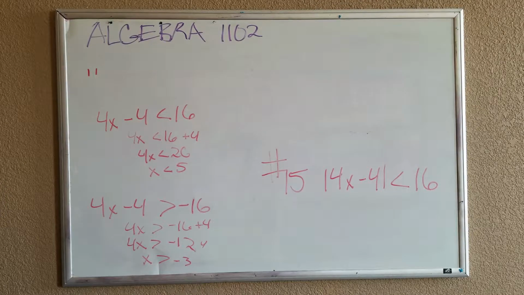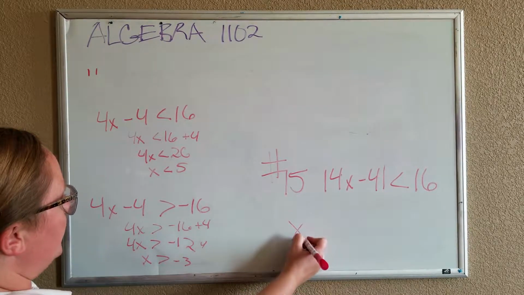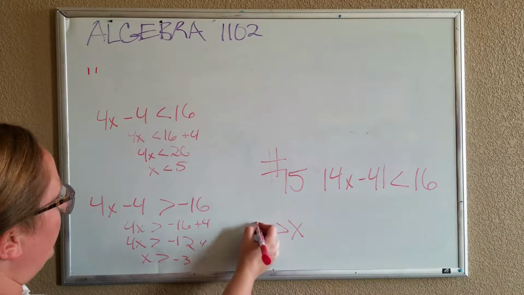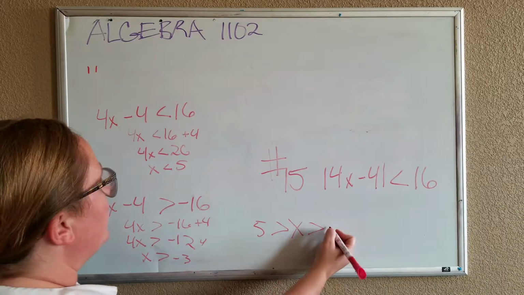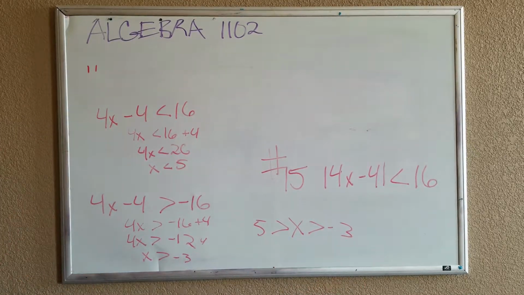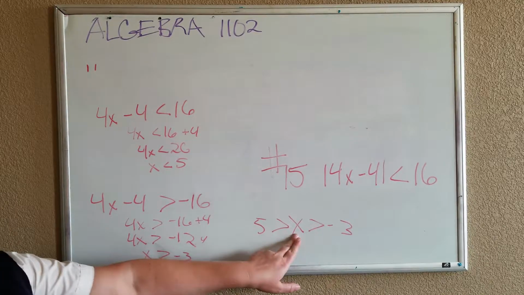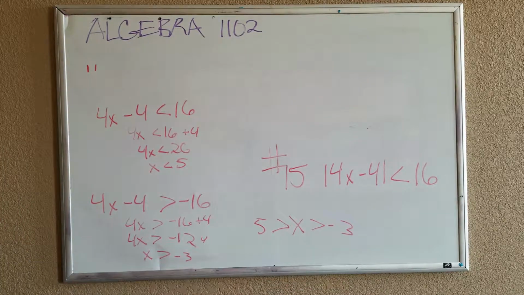So when you write this, you can put x in the middle, and x is less than 5, and x is greater than negative 3. All right, so you can put x in the middle, and you read it this way. X is less than 5, x is greater than negative 3.